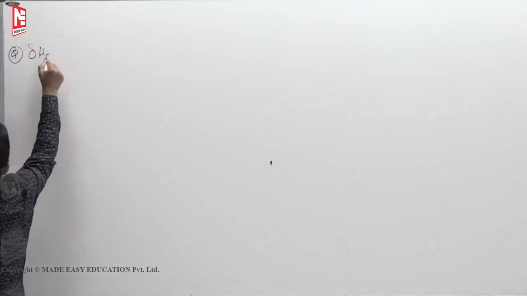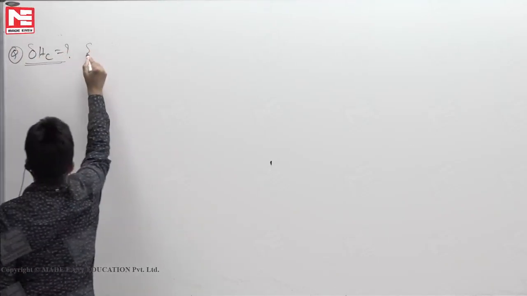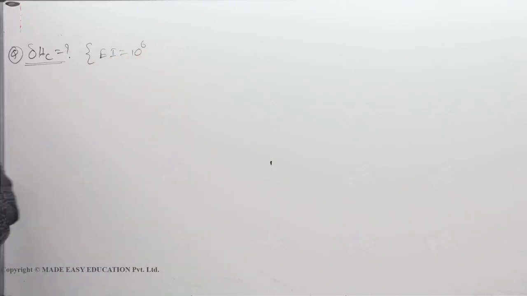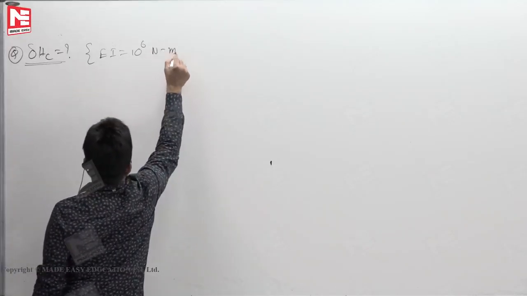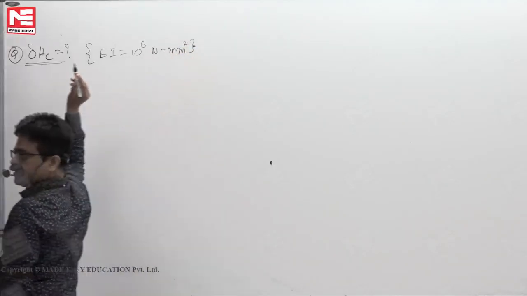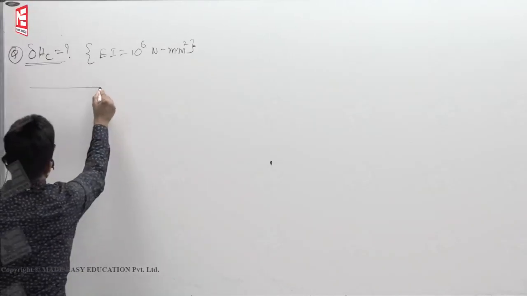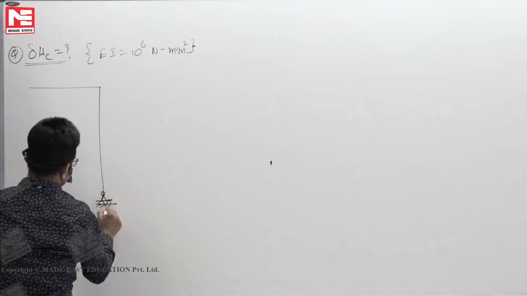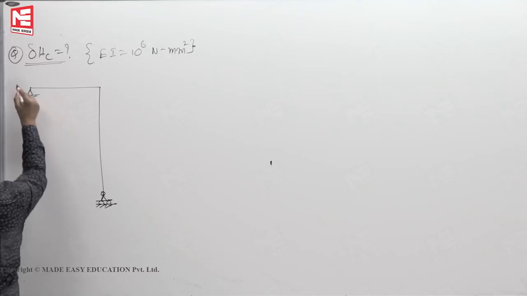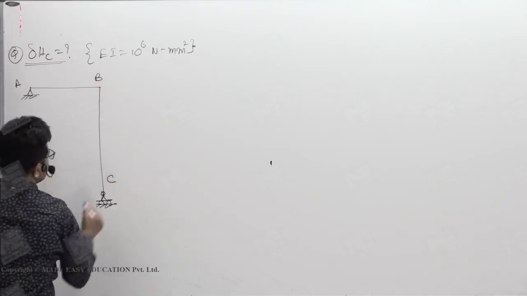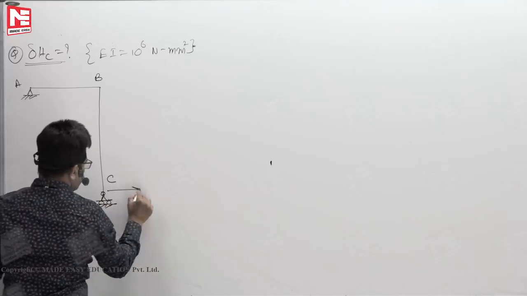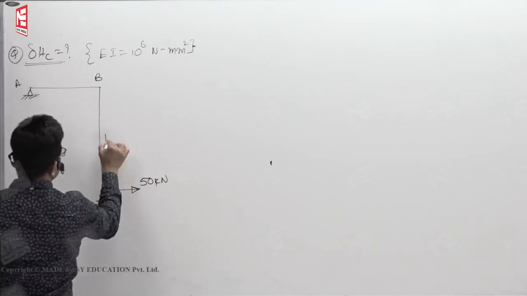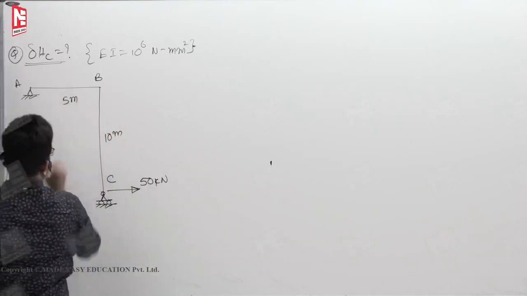Now you see delta HC. The EI value they have given is 10 to the power of 6 Newton mm squared, and 510. This is a problem. Only half of that problem they have given, ABC. No load on this one. Here they have applied a load of 50 kilonewton. This is 10 meters. This is say 5 meters.